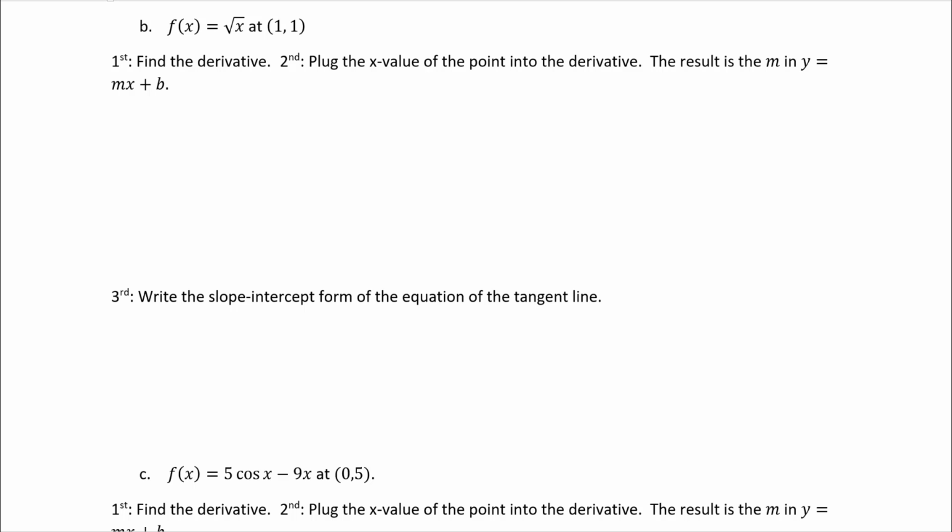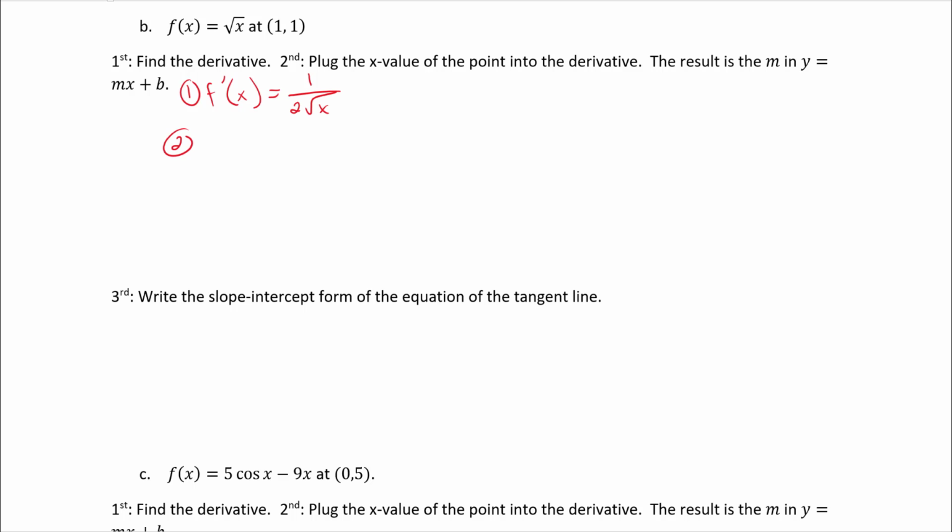All right, let's look at another one. Part b, f of x equals the square root of x at the point 1, 1. Again, same thing. First thing we want to do is find the derivative, f prime of x in this case. We've actually already done this one earlier, so I'm just going to rewrite it down. If you hadn't done it, you can always rework this derivative. So we know the derivative of the square root of x is 1 over 2 square root of x.